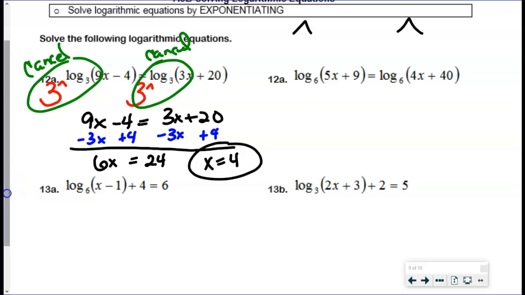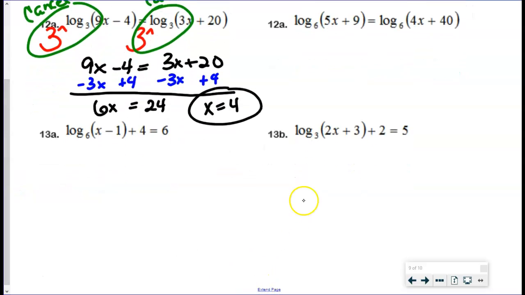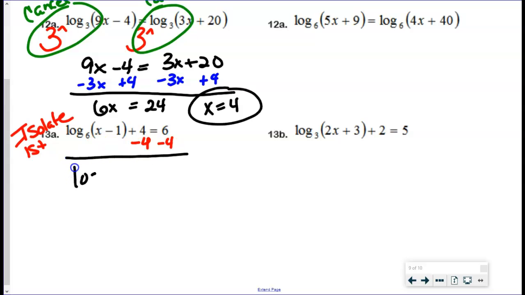They're not all that easy though, because you got to think about what you're actually doing, and this is where the concept errors occur. 13a, first of all, it's not isolated, so you need to isolate first. So I'm going to subtract the 4. So the logarithm component is what I'm trying to isolate. So you have log base 6 of x minus 1, and it equals 2. So now we're going to exponentiate with the base that matches the logarithm's base. So I'm going to shove a 6 underneath both sides of this equation.